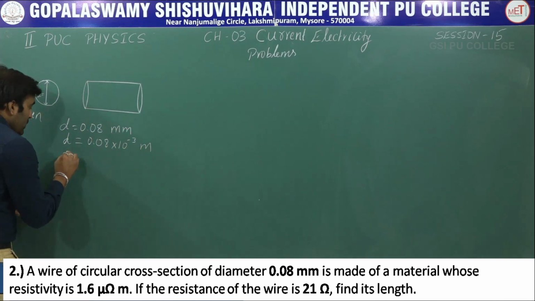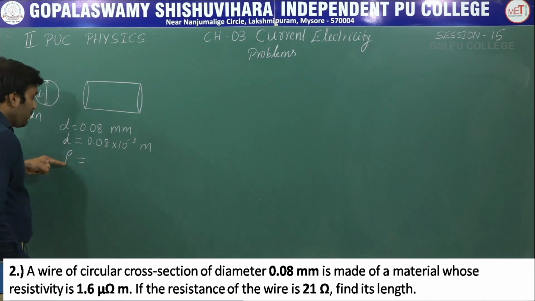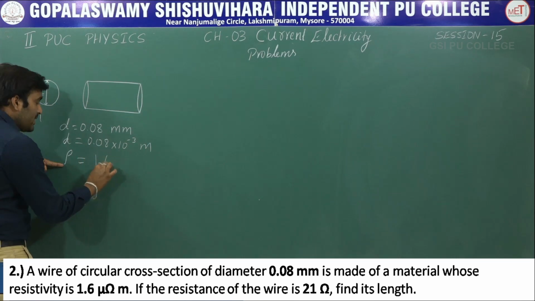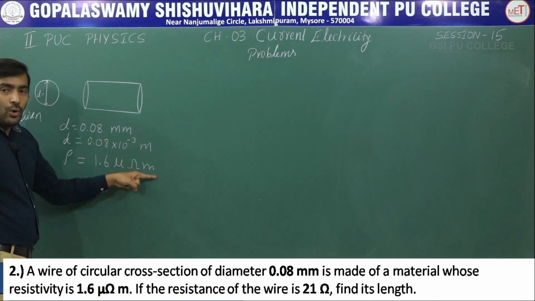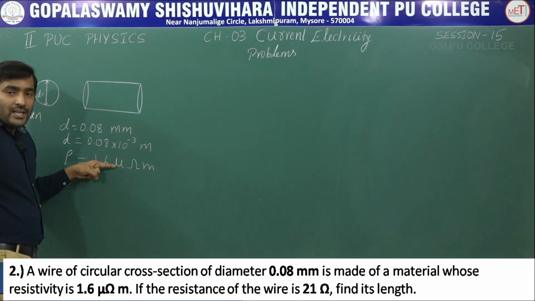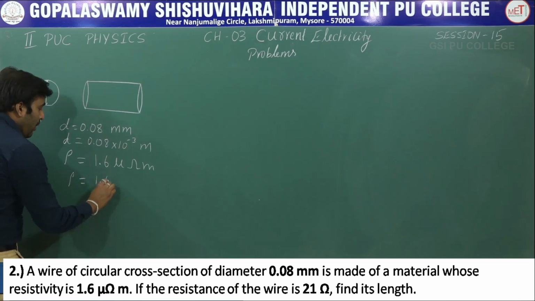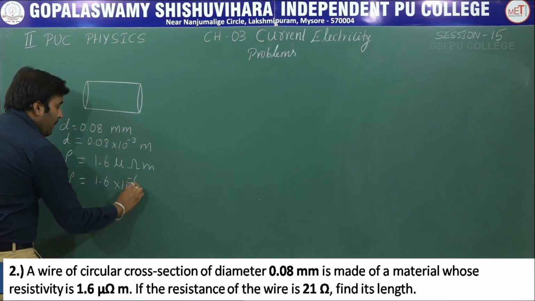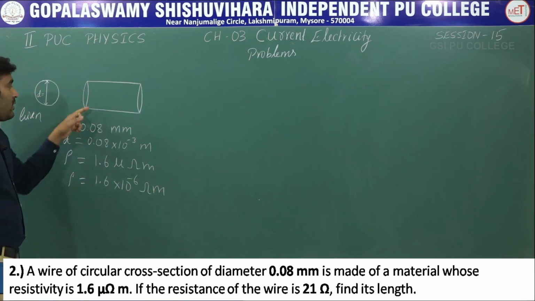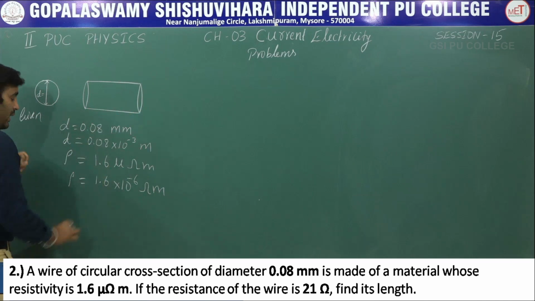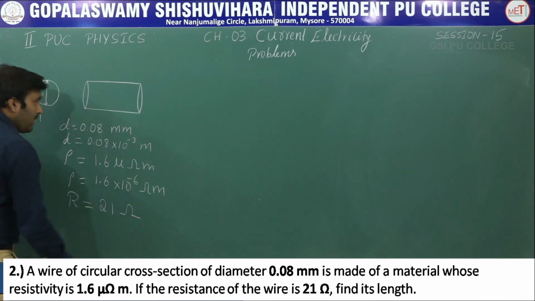Next, they have also given the value of resistivity of the wire. Resistivity of the material of the wire is 1.6 micro ohm meter. Micro is 10 power minus 6. Therefore, rho will be 1.6 into 10 power minus 6 ohm meter. And also they have given the value of resistance of this wire. Resistance of the wire is given as 21 ohm.